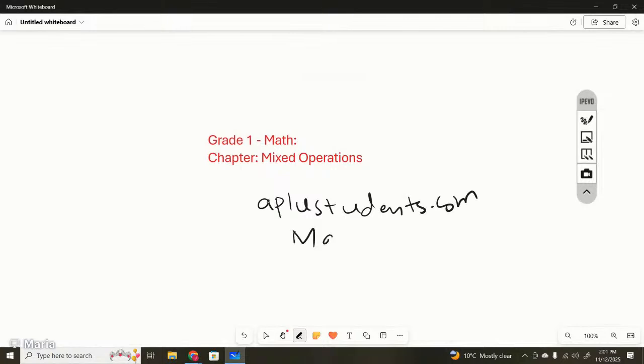Then you have to select math from the subject tab, scroll down to grade 1 math, and then click on view all lessons. There you can find a list of the chapters. We're going to start with the chapter mixed operations. So please make sure you have your notebook and pencil so that you can note down the important examples and definitions as well.